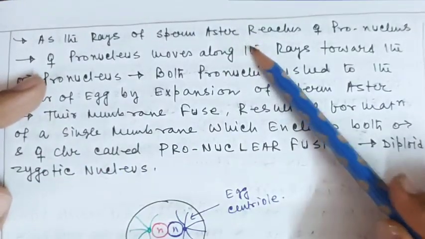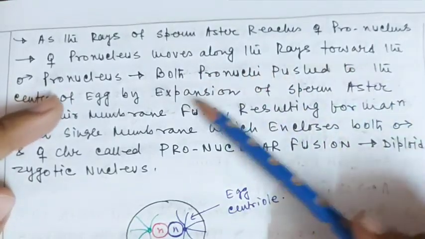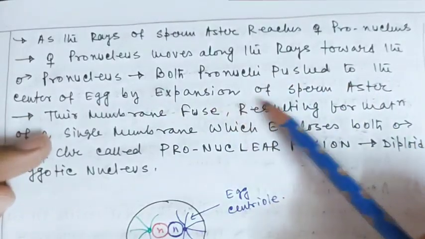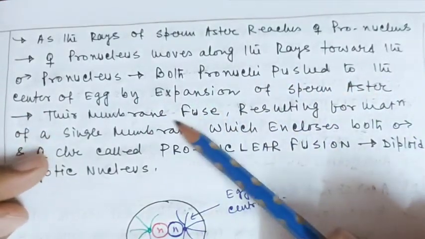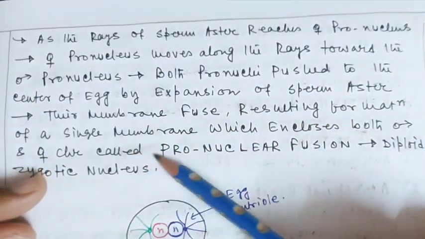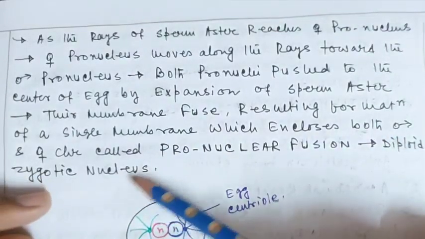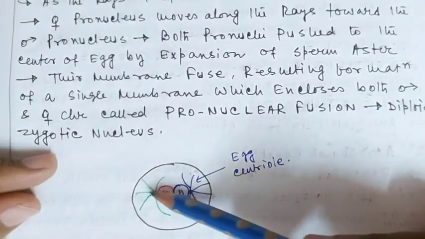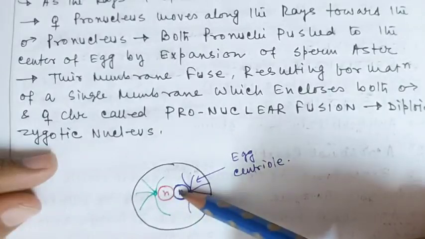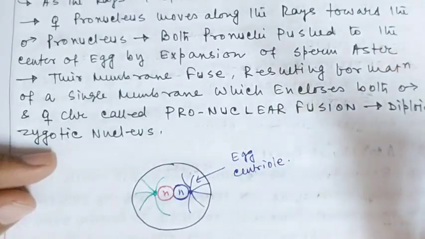The sperm aster reaches the female pronucleus, then the female pronucleus moves along the rays towards the male pronucleus, right? Both pronuclei are pushed to the center of the egg by expansion of the sperm aster, and their membranes fuse, resulting in the formation of a single membrane which encloses both male and female pronuclei, called pronuclear fusion, and ultimately this causes the formation of a diploid zygote. This is the egg centriole and this is the sperm centriole, and ultimately the sperm pronucleus and the egg pronucleus will be united to form the diploid zygote. The union of these two pronuclei is called pronuclear fusion.